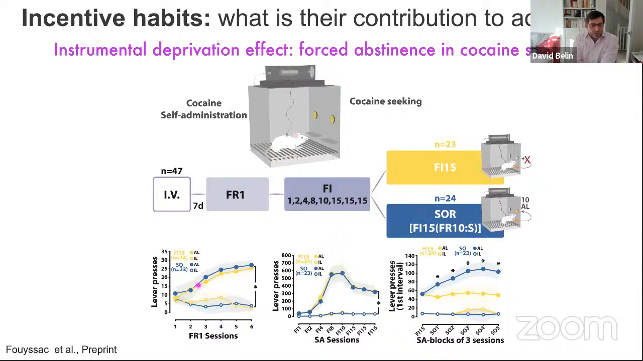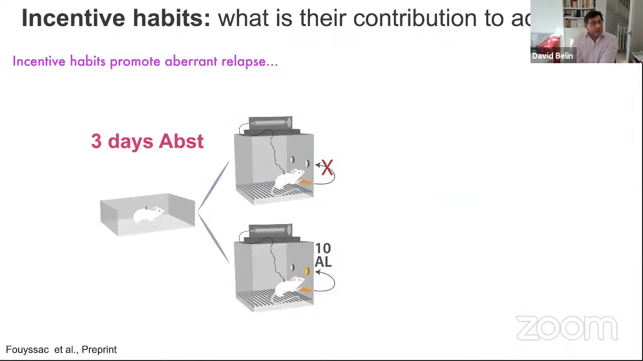As you can see here, the animals never differed in their acquisition of drug self-administration, acquisition of drug seeking. It is only when we introduce conditional reinforcement that the incentive habit animals responded much more than the habit animals. And we tested whether incentive habits contributed to the high tendency individuals with an addiction show to relapse. So here we forced these animals to be abstinent for 3 days. We maintained them in their home cage. And after 3 days of abstinence, we let them freely seek the drug for 15 minutes, as they would do every day, either under conditional reinforcement or the habit condition.